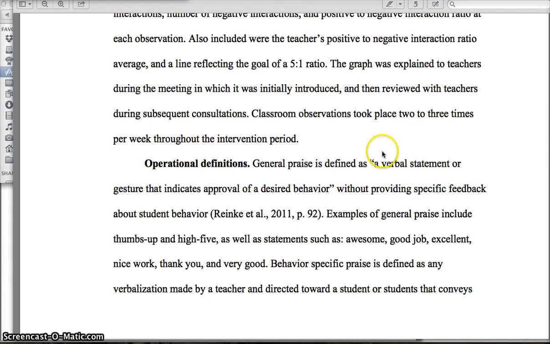This is an example of a citation that is corresponding to a direct quote that was taken from another author's writing. And you can see in this case we have the author's name, the year of publication, followed by the page number that the direct quote was taken from.